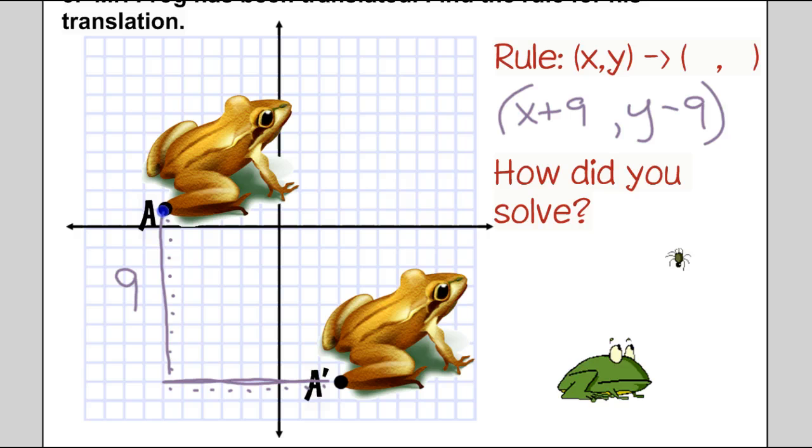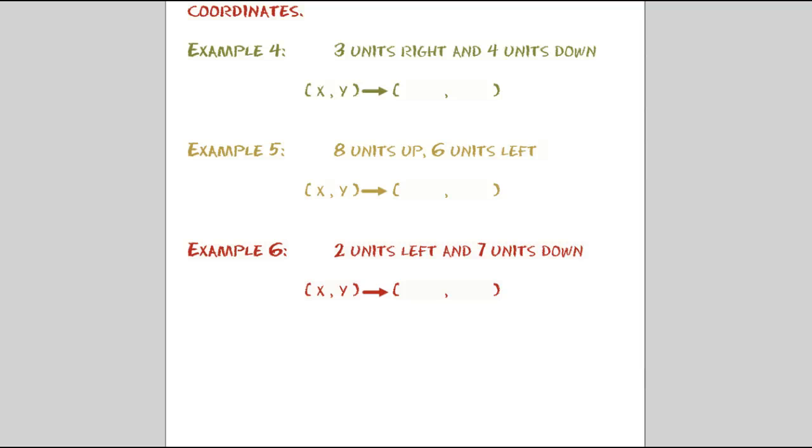Questions about writing a rule? How to write a rule? No? Okay. I wrote the verbal description. You write the rule. Go. Write them. Okay, 3 units right and 4 units down. Write the rule. I'll give you an example. 3 to the right would be x plus 3, and 4 down would be y minus 4. When you go down, it's minus. When you go right, it's plus. So you do the next two.